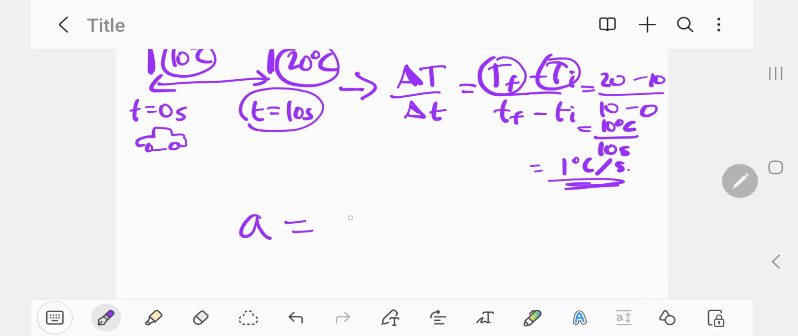So I'll rewrite A equals V minus U over T. Sometimes they'll use V sub F minus V sub I, where V sub F is final velocity, F for final, and V sub I is initial velocity, I for initial. But it's typically written like this.